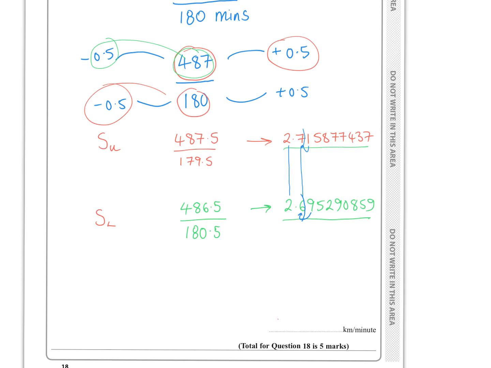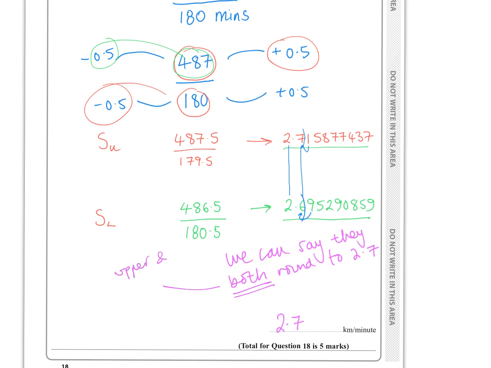We can simply say 2.7 kilometres per minute. And the reason we can say that again is because they both round to 2.7. And what I've done here is I've written my reason clearly as well, which we need. We can say they both round to 2.7. In fact, I'll probably be a little bit more specific. And when I say both, I mean the upper and lower bound. Okay, so that's as concise as we can be, and you must write that reason because it asks for it.